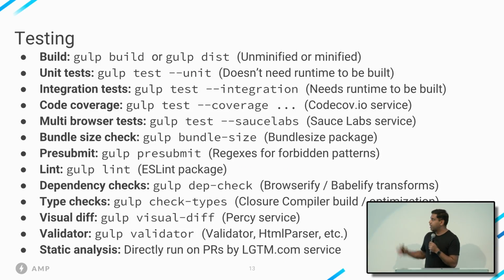I'm going to very briefly show you a slide where some of the critical path testing tools are on screen. Obviously, it's difficult to read all this stuff, but in short, to summarize this page, we do things like build the runtime, run different kinds of tests, unit tests and integration tests, do code coverage tests, run the runtime on various browsers, make sure that we haven't unduly bloated the runtime, and do certain pre-submit checks for forbidden terms. For example, they may be security risks.